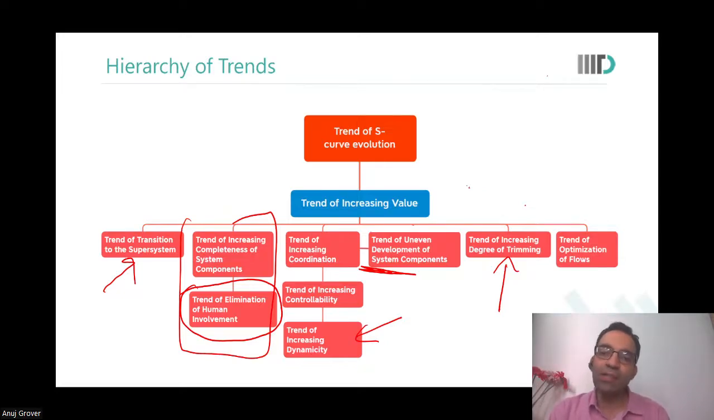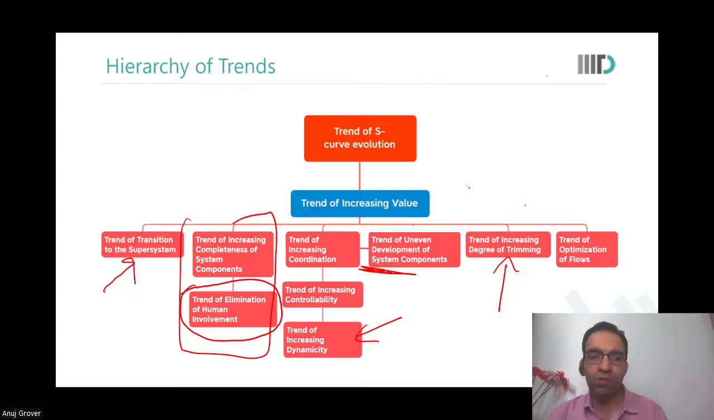Then trend of optimization of flows. So as you're operating your systems, what happens? You will realize, oh, there is friction here, there is an edge there. You would streamline those things. किसी भी organization में ये होगा, किसी भी engineering system में ये होगा. So trend of optimization of flows will be there. Wherever there is a bottleneck, you will want to increase the bandwidth and remove that bottleneck. So trend of optimization of flows is also a trend that is normally there.